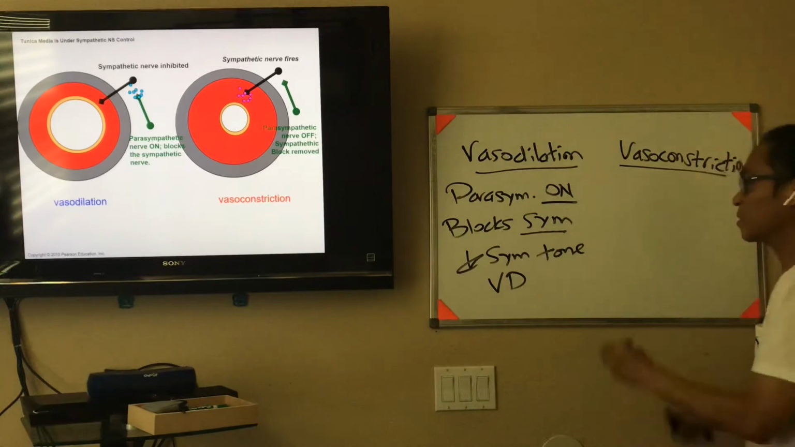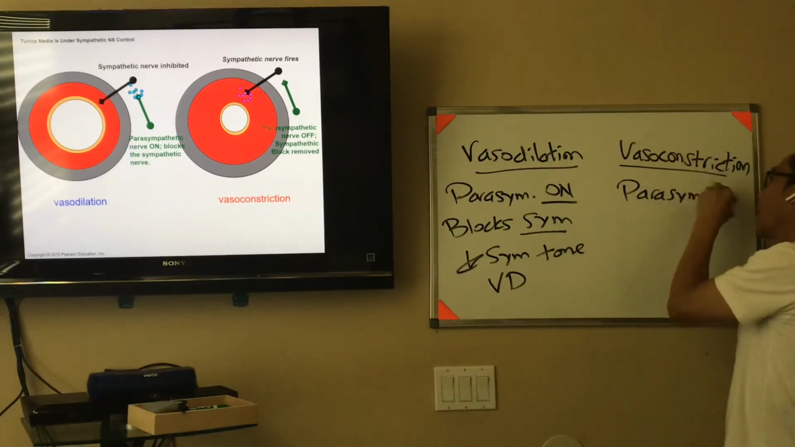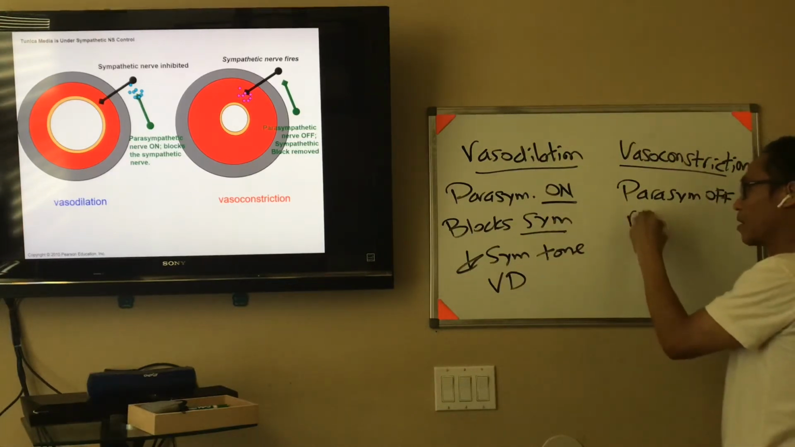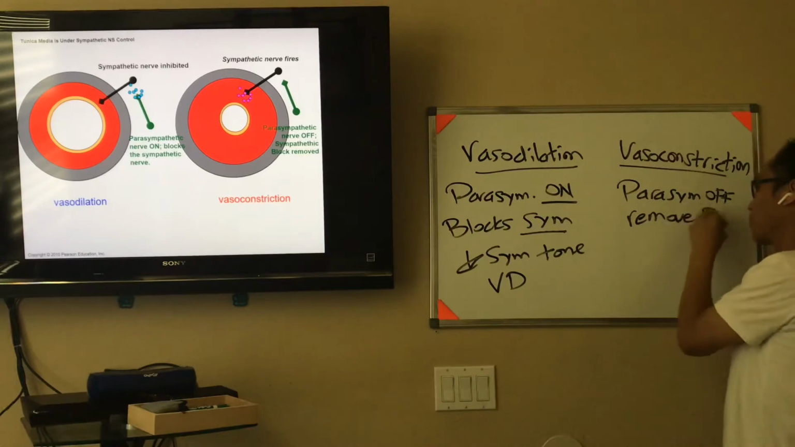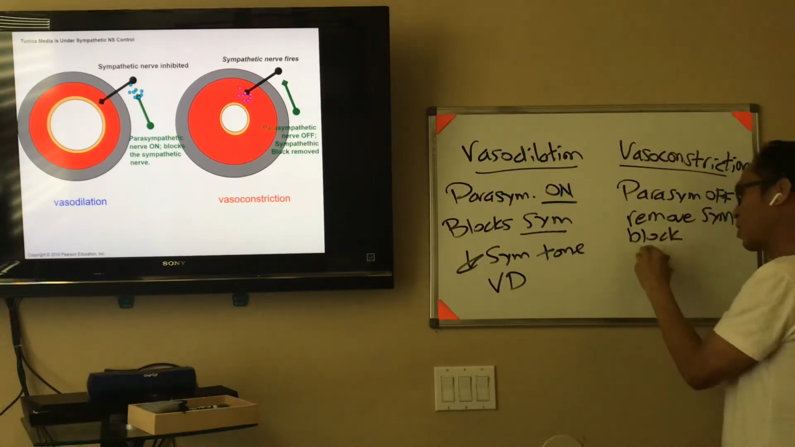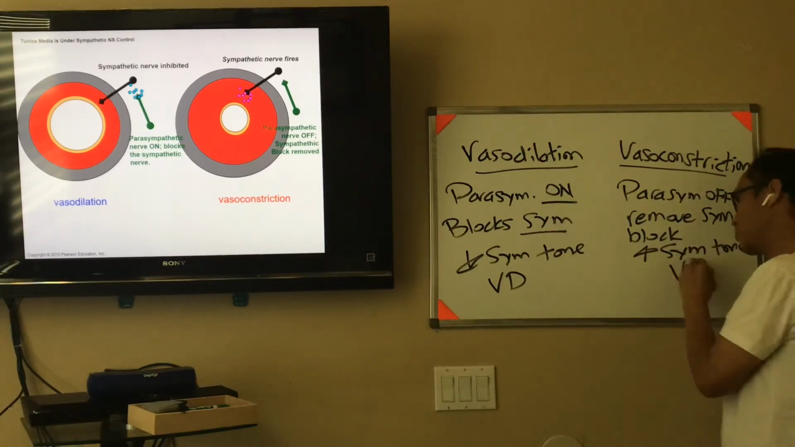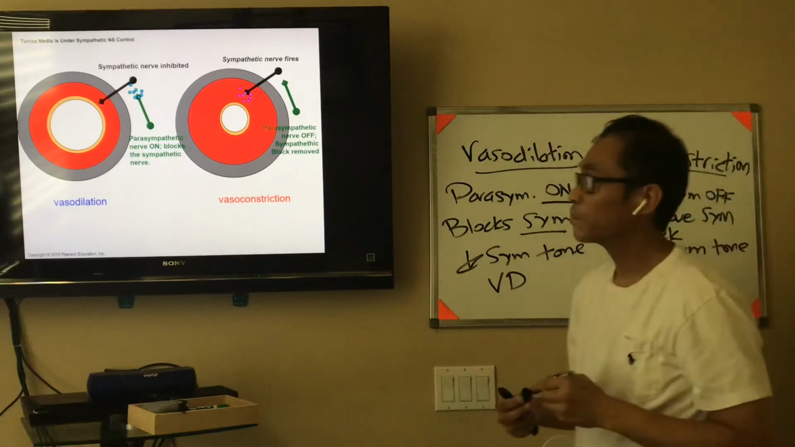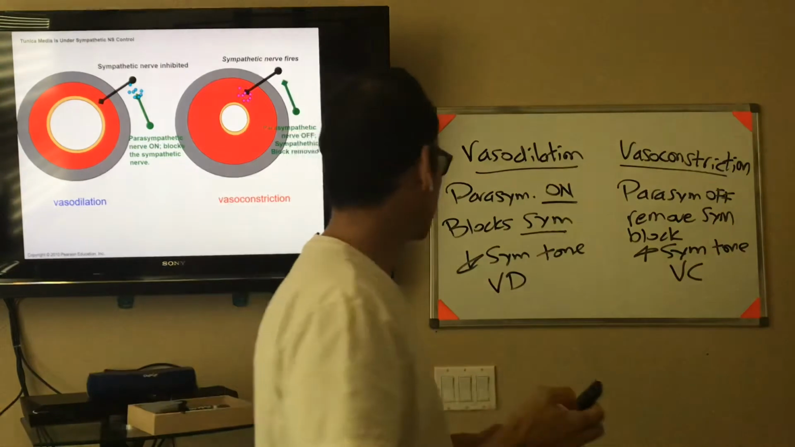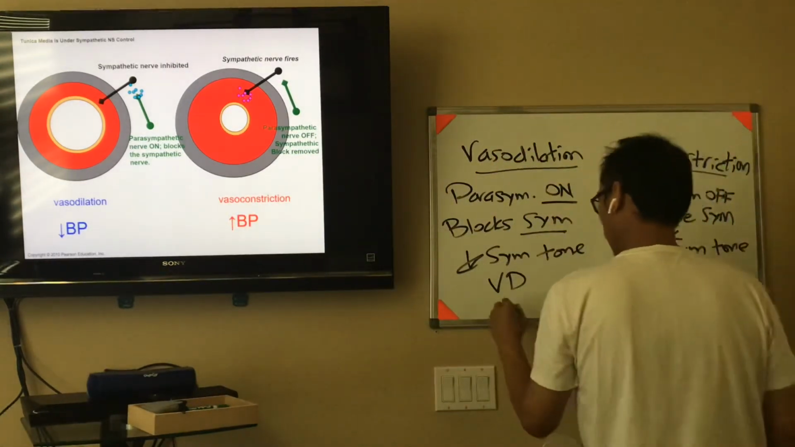But if you turn parasympathetic off, you're removing the sympathetic block. So you increase the sympathetic tone, you increase the vasoconstriction, the VC. That's what I say there. So that's the idea. And one effect will help decrease blood pressure. One effect will help increase blood pressure.